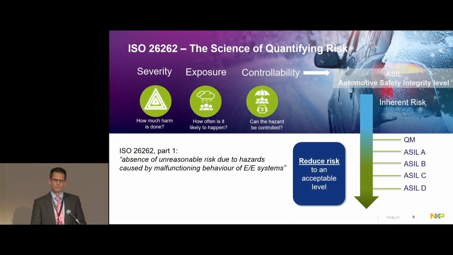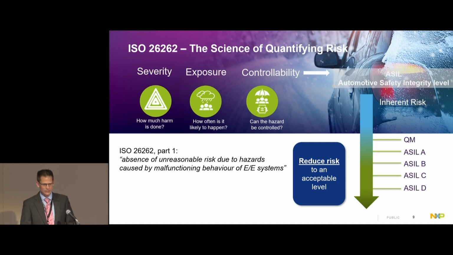So the functional safety is defined by ISO 26262, or it's not defining the functional safety, but the way how to reach functional safe devices. And it is a way to prevent unreasonable risk due to hazards caused by malfunctioning behavior of EE systems. This is how the ISO 26262 itself claims what they do.